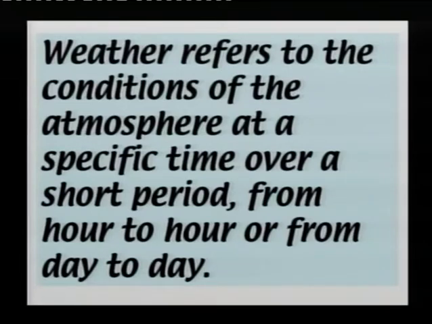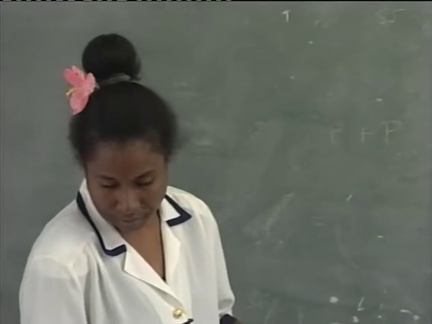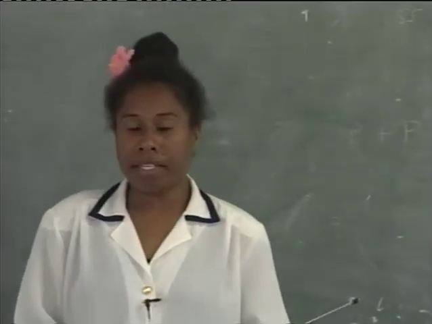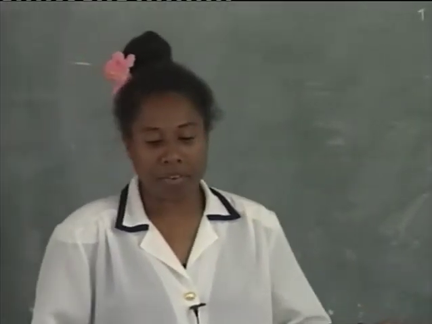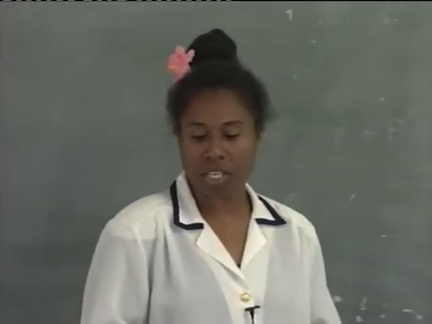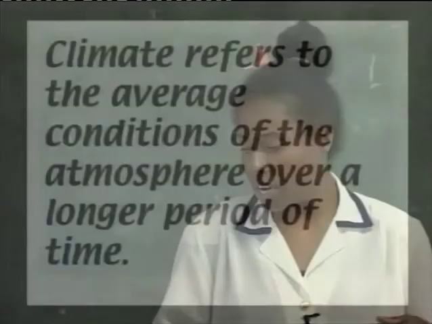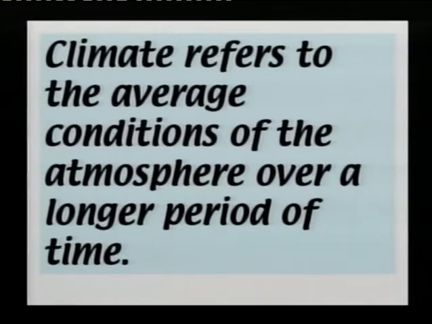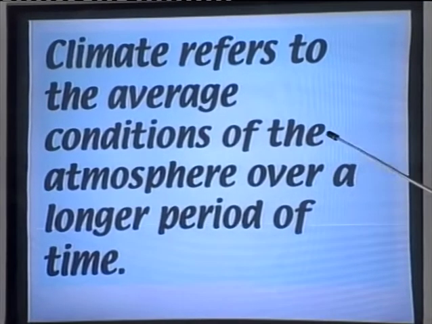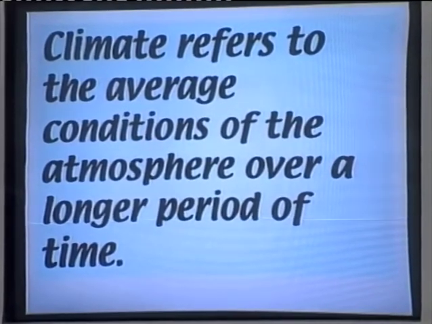Now we compare the word weather to the term climate. What is climate then? When we're looking at climate, climate basically refers to the average conditions of the atmosphere over a longer period of time. In weather, we are looking at the daily conditions of the atmosphere. In climate, we are basically looking at the average conditions of the atmosphere over a longer period of time.